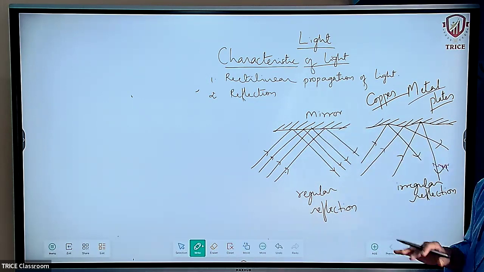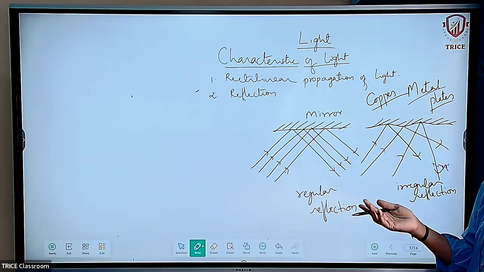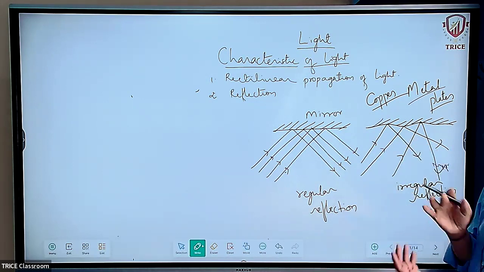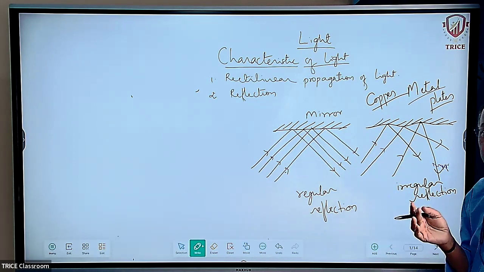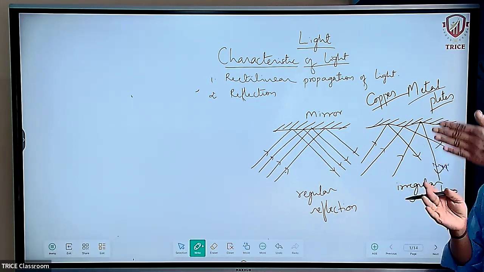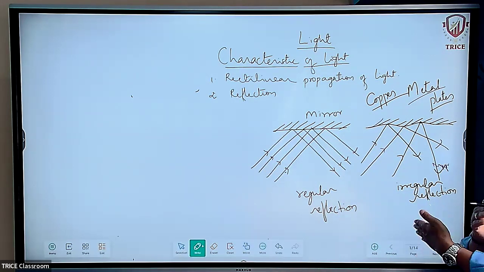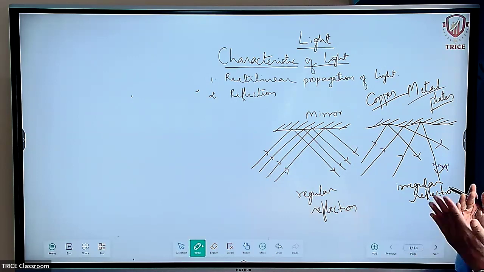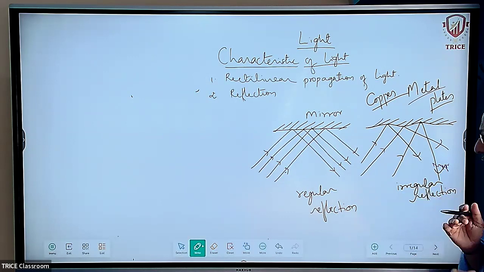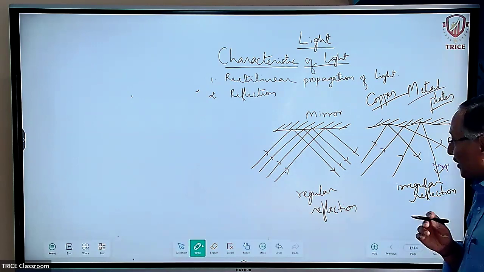Then the glass mirror was discovered. They invented the mirror. What is a mirror? This is a transparent glass. On one side of this transparent glass, some compound of silver is coated, so that it acts as a reflecting surface. Silver chloride, silver bromide, something like that, right?